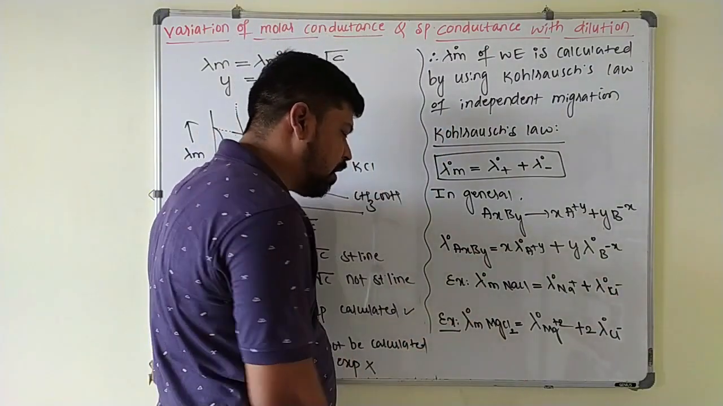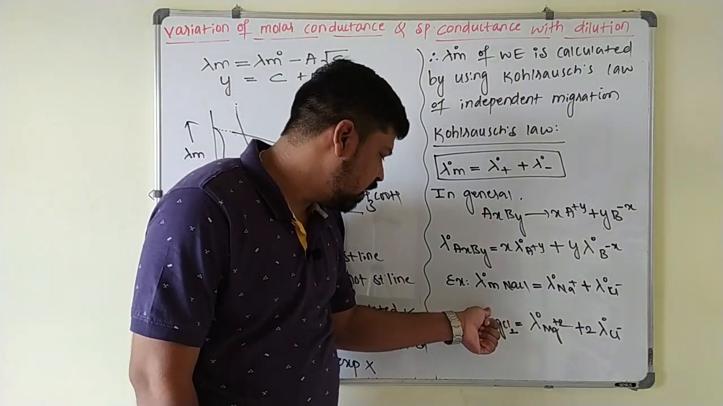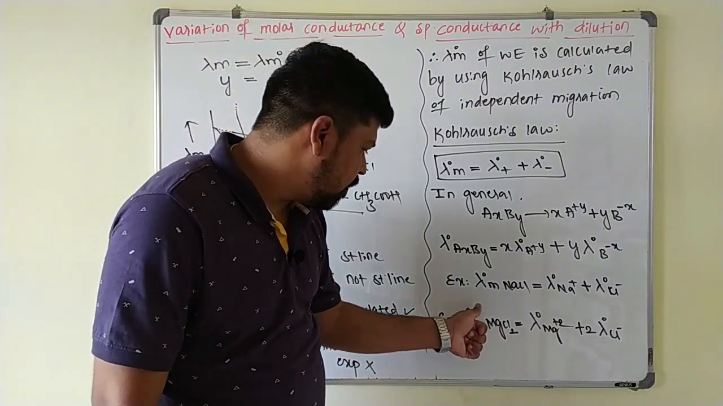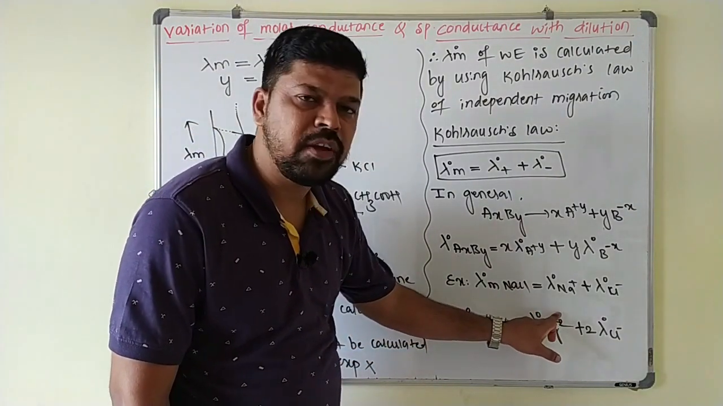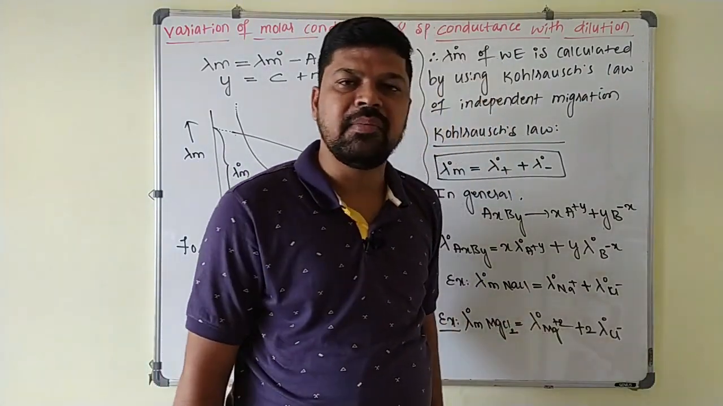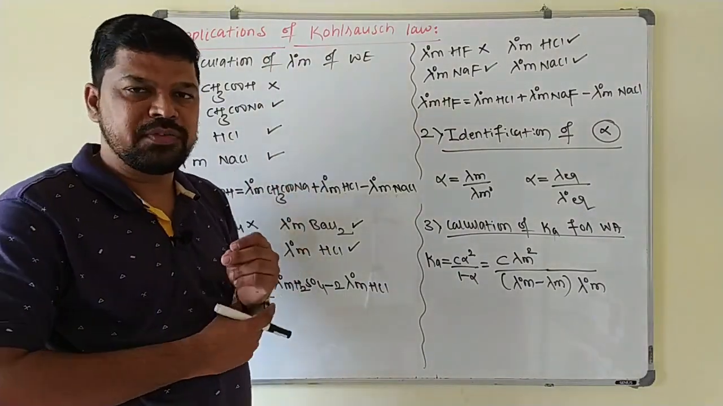And again, if you take an AB2 type of electrolyte, that is MgCl2, the limiting molar conductance will be equal to the limiting molar conductance of Mg2+ ion and 2 times the limiting molar conductance of Cl- ion. Now we will discuss applications of Kohlrausch's law.